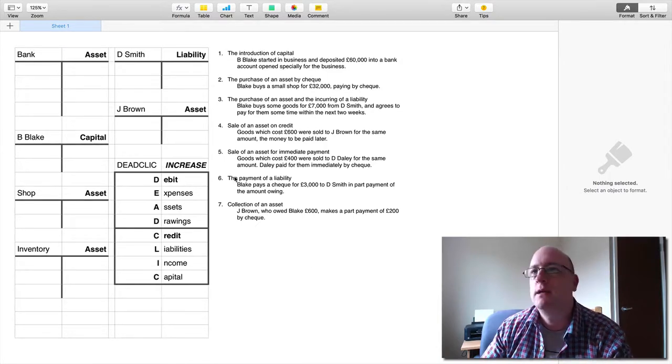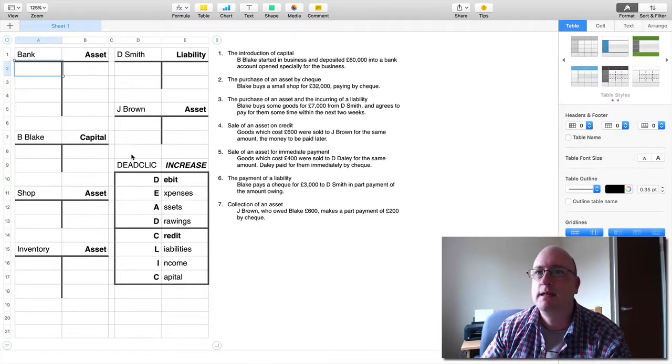So our first transaction says the introduction of capital. It says B. Blake started in business and deposited £60,000 into a bank account opened specifically for the business. So what is the double entry there? He's deposited £60,000 into a bank account, so we've added £60,000 to our bank account here. So we've increased an asset. The bank account is an asset and this is an increase of £60,000.